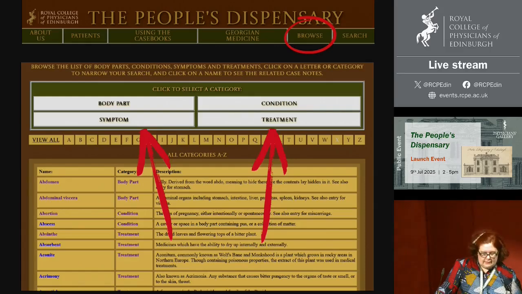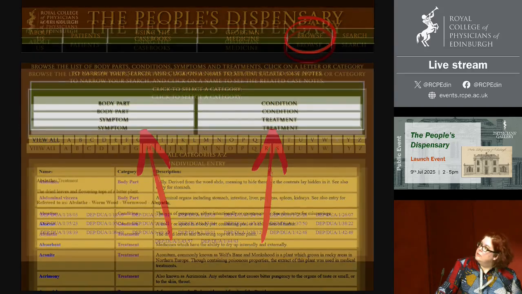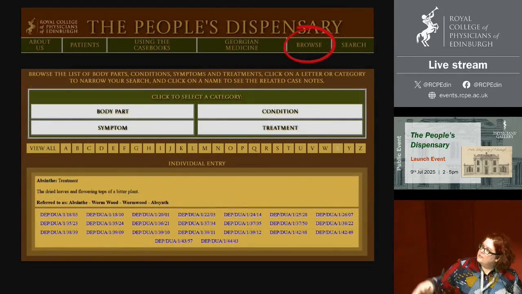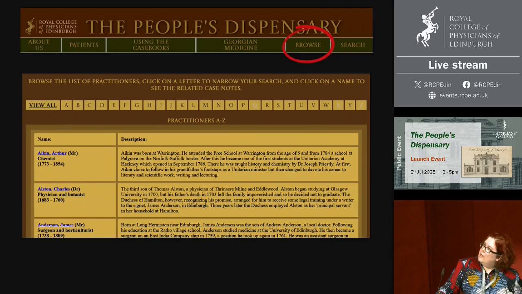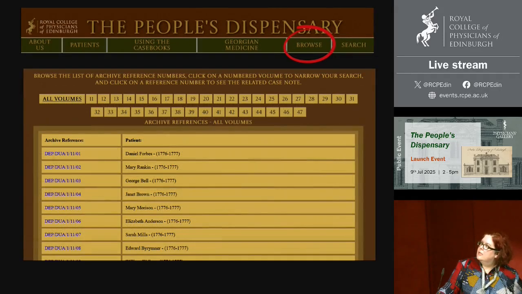So just look at symptoms, just look at treatments, that kind of thing. And when you've done that, you click on any one of those. This is what you get. So a list of all of the records along with the description. Then you can see for practitioners, again, almost all of the practitioners, we've been able to figure out who they are, and we put contextual description. So it's not just a list of names. You can see who was a surgeon, who was a physician, where they lived. If you're specifically interested in German surgeons, you can find that information on here.